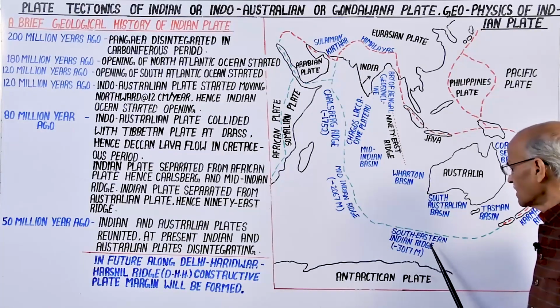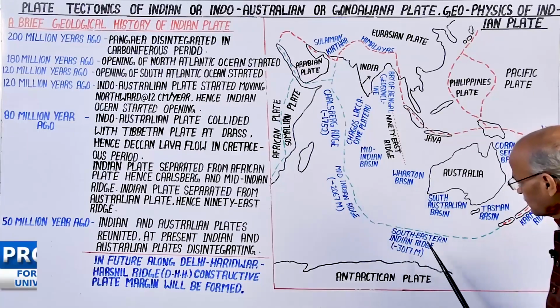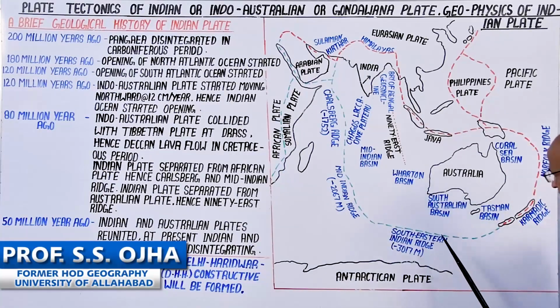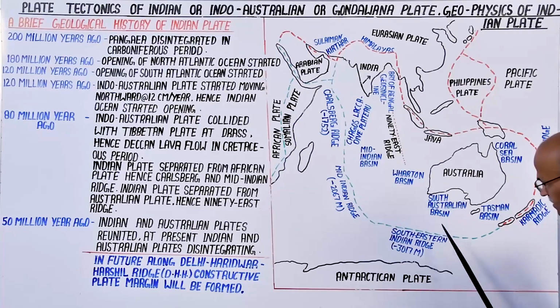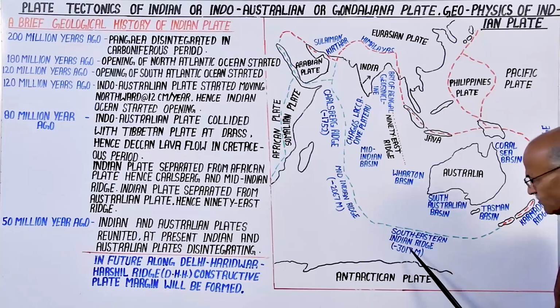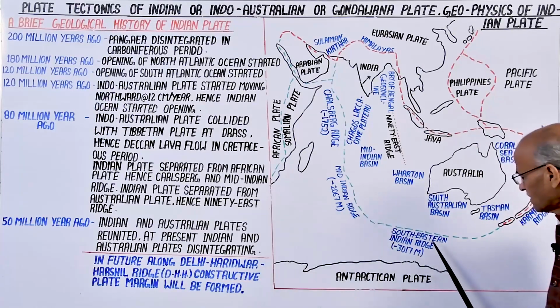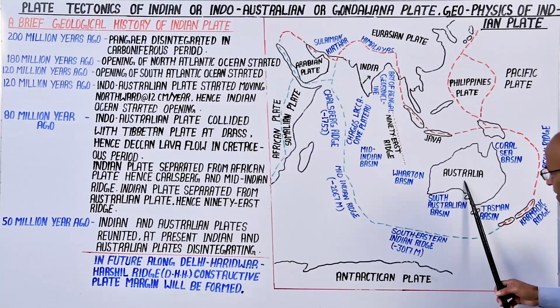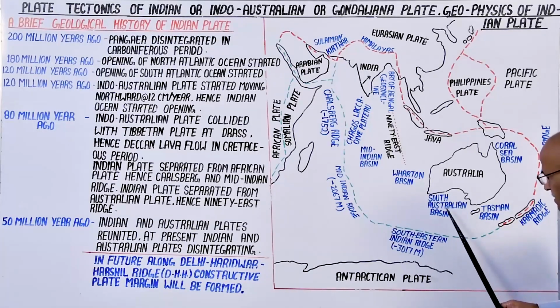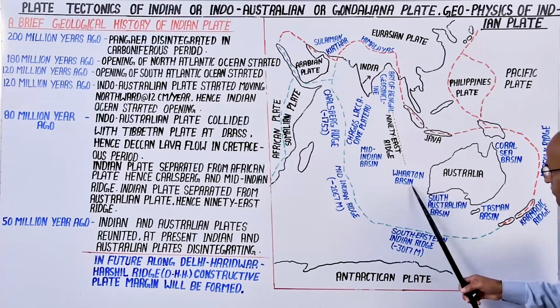the Southeastern Indian Ridge. The Indian Ocean extends up to this point, as we have already discussed that along this Tasman Ridge, the Southern Indian Ocean and the Pacific Ocean are separated. Hence, it is called the Southern Indian Ridge. It is also submarine, the depth of which is 3017 meters below the sea level. This ridge separates the Antarctica continent from the Australia continent, and here it is the South Australian basin, the Walton basin.